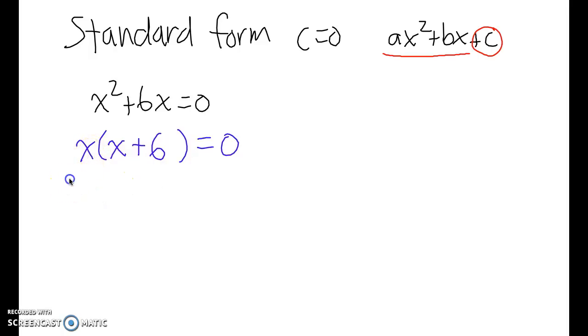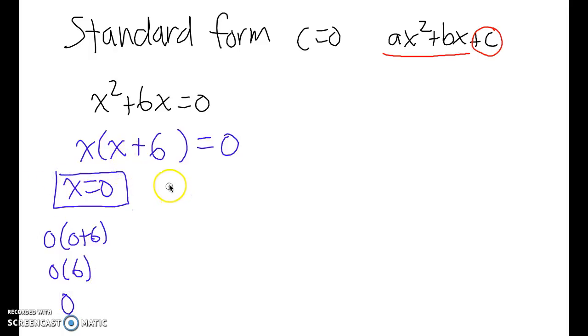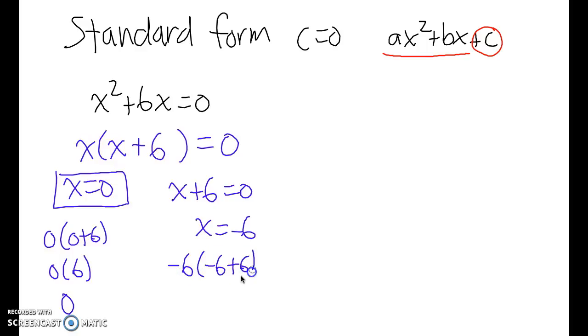So first I could say, well, either x is 0, in which case we'd have 0 times 0 plus 6, or just 0 times 6, which is 0. So that's going to be one of my answers. And then another answer would be, well, if this expression, x plus 6 equals 0, then when x is negative 6, what I'm going to have is negative 6 times negative 6 plus 6, which once again gives me 0. So when I multiply them together, I get 0 as an answer.